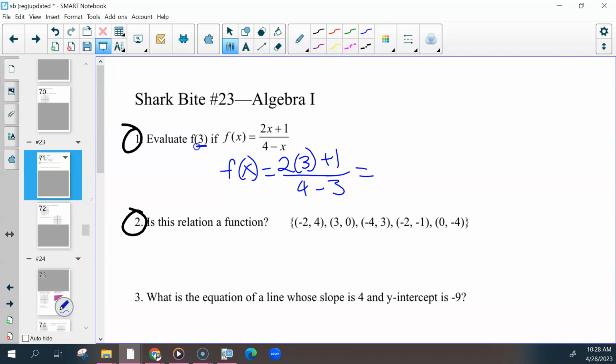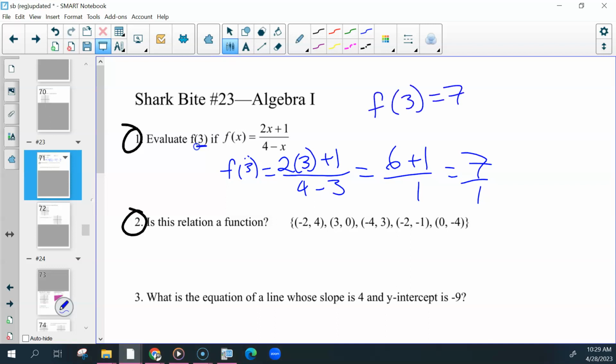Put 3 every time you see an x, and then simplify. So this should have been f of 3 equals 7. That would have been your final answer for that one. Always keep going. Simplify it all the way through until you can't anymore. Questions on that one?